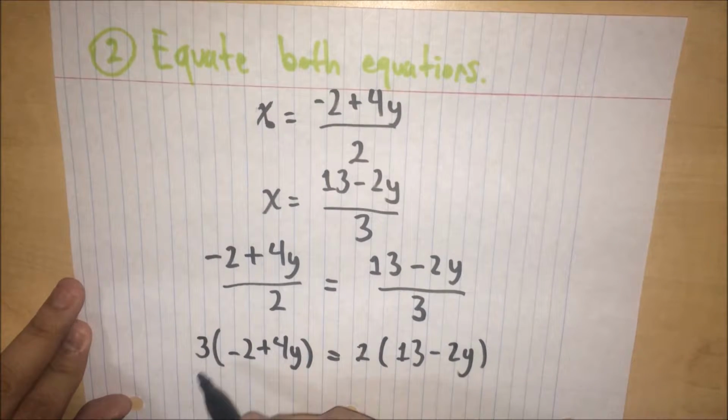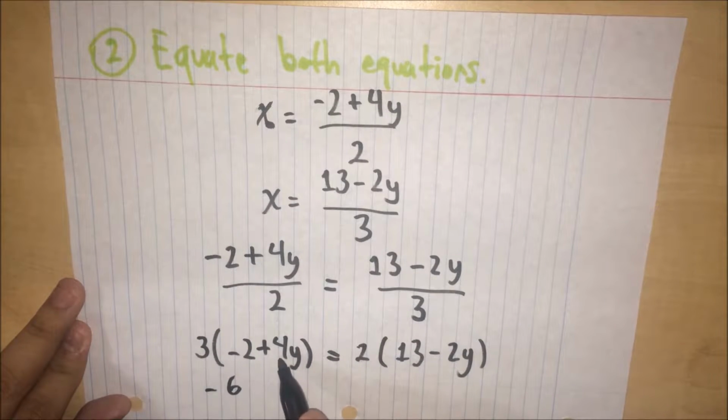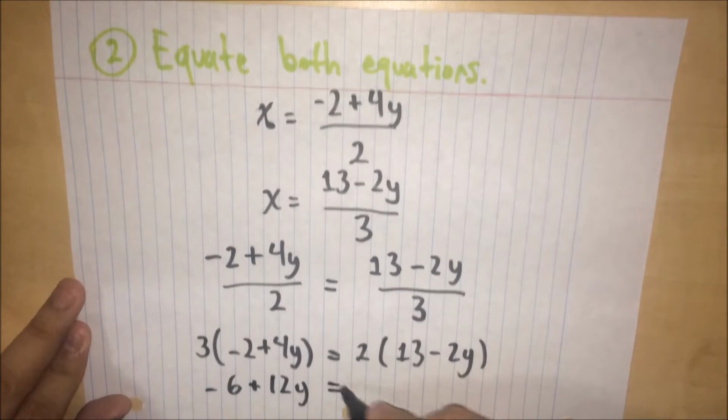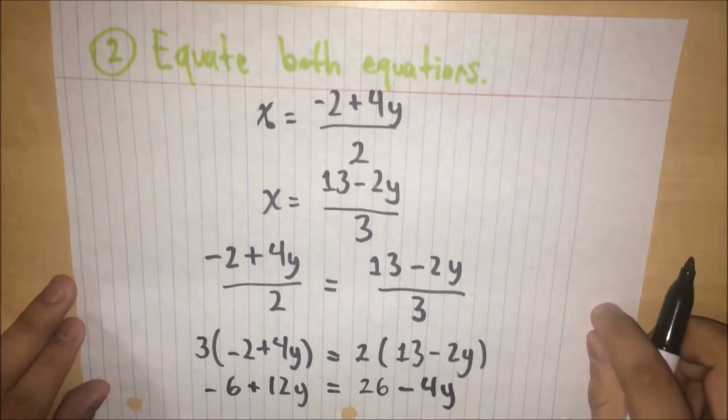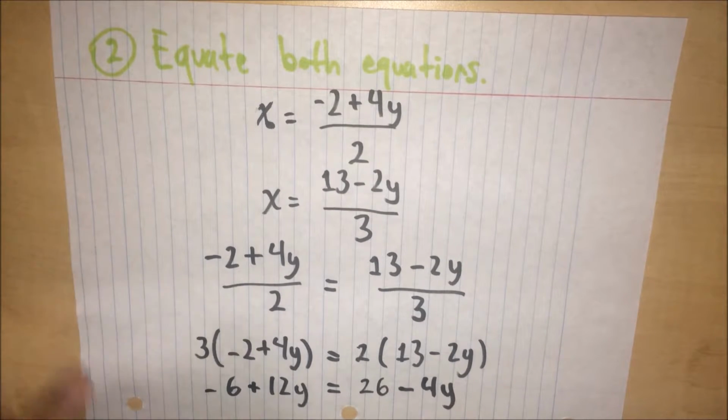Okay, simplifying, 3 times minus 2 is minus 6, and 3 times 4 times y is equal to 12y, equal to 2 times 13 is 26, and 2 times minus 2y is minus 4y. And we are done with step number 2. We have already got a new equation, and we are ready to go to step number 3.